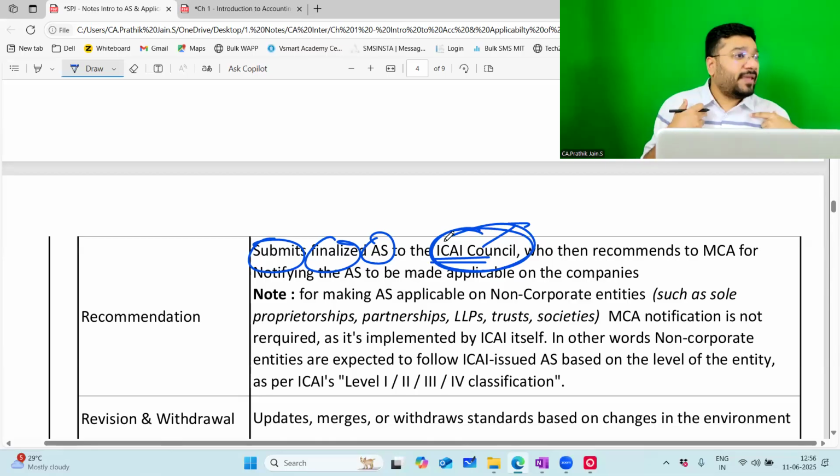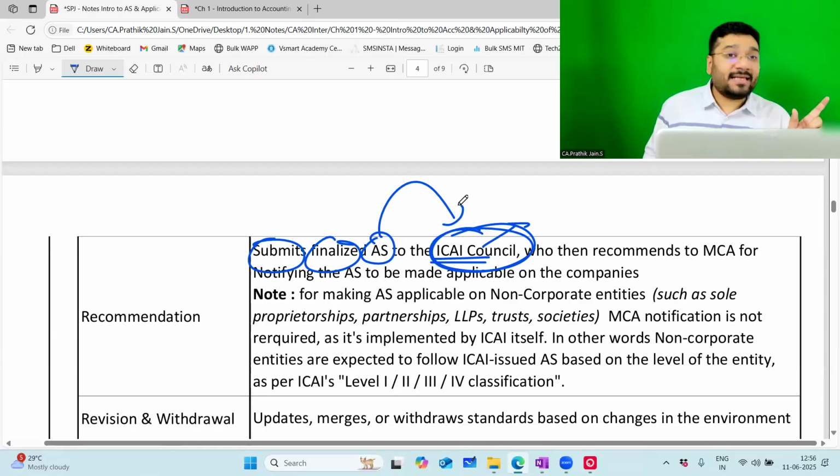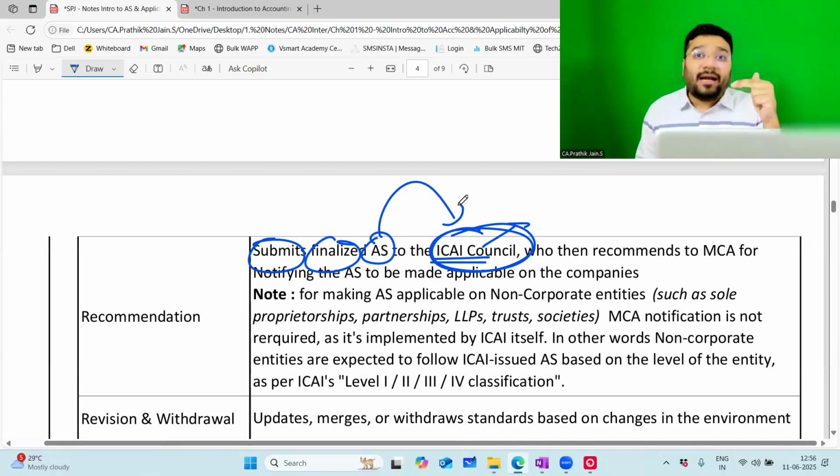So ASB will formulate this accounting standard and submit this to ICAI Council. Now ICAI Council will issue the accounting standards and you have to follow if you are a non-corporate. But if you are a corporate, what ICAI is issuing as AS, you need not follow directly. Why? Because the hierarchy changes here. For corporates, the procedure is that ASB has to recommend that to ICAI Council. ICAI Council will recommend this to MCA.